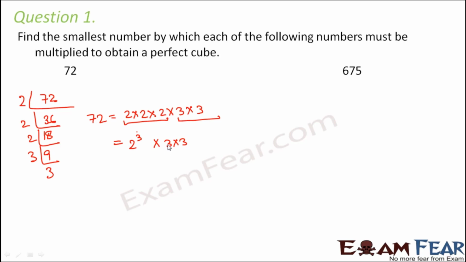So in order to obtain a perfect cube, what is that number by which this should be multiplied? So if we multiply it by another 3, then our job is done, because if there is one more 3, then it would become 3 cube.